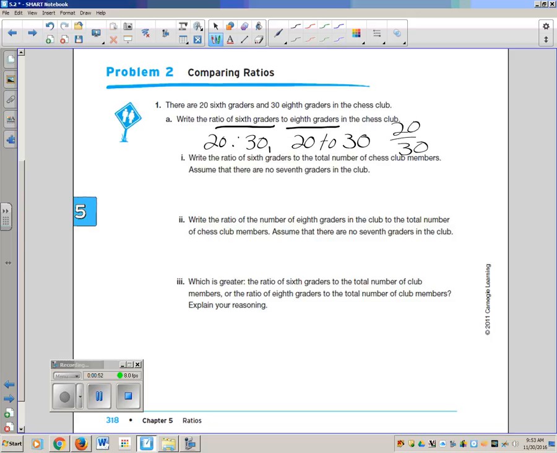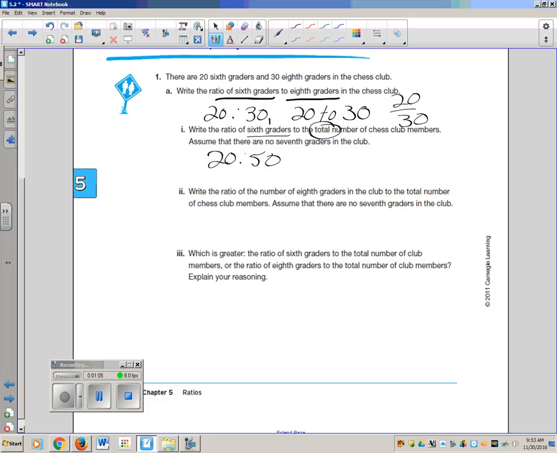Write the ratio of 6th graders to the total number. Total number, so 20 6th graders to 50 in the club. Ratio of 8th graders in the club to total number. There are no 7th graders. All right, so 30 8th graders, and there are 50 in the club.